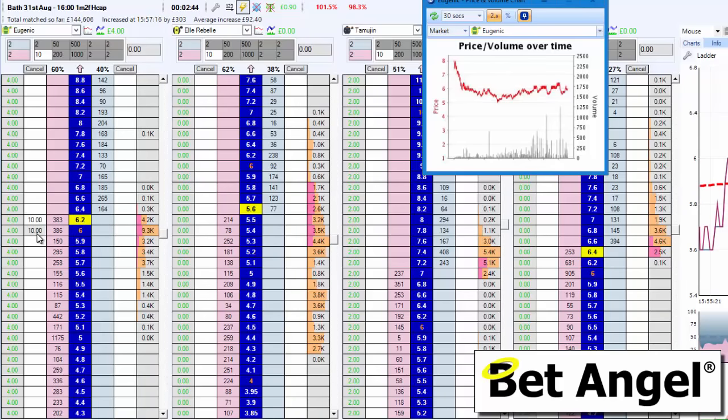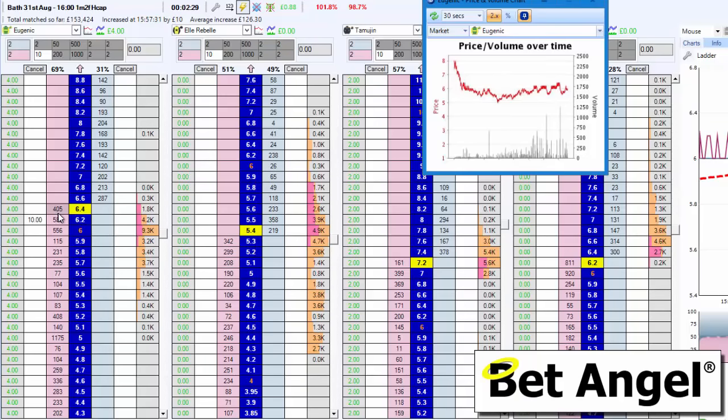Now, we did expect it to drift a little bit over time, so I'm going to put a new order in the market and cancel the other one, because we don't want two of the same. So the pattern of behavior has been drift a bit, come in, drift a bit, come in, drift a bit, come in. So we're leaving our order at 6.2 there in the hope that it does that.